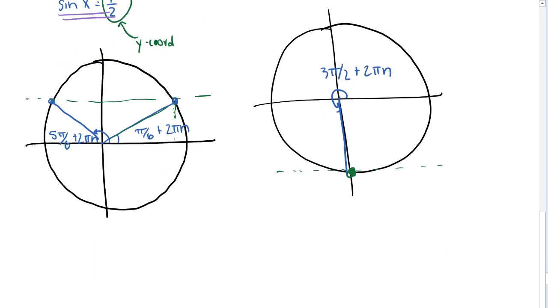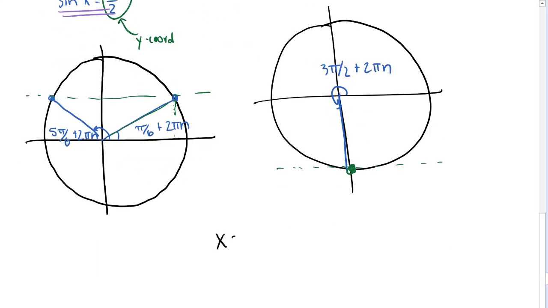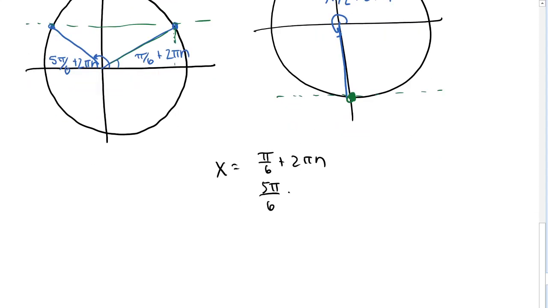And so really our solutions to this first equation are x is equal to pi over 6 plus 2 pi n, 5 pi over 6 plus 2 pi n, and then we just said 3 pi over 2 plus 2 pi n. So these are all the families of solutions, all of the solutions between 0 and 2 pi, along with their coterminal angles.